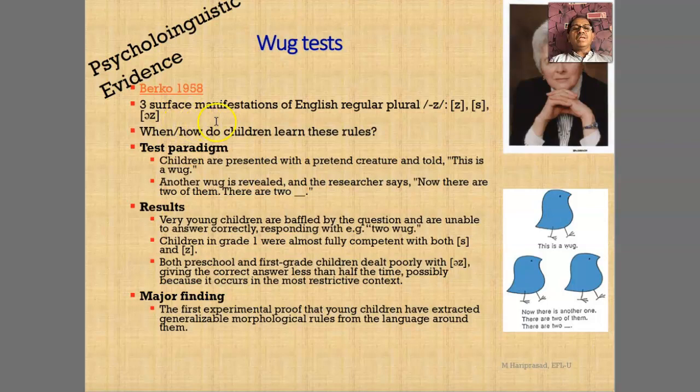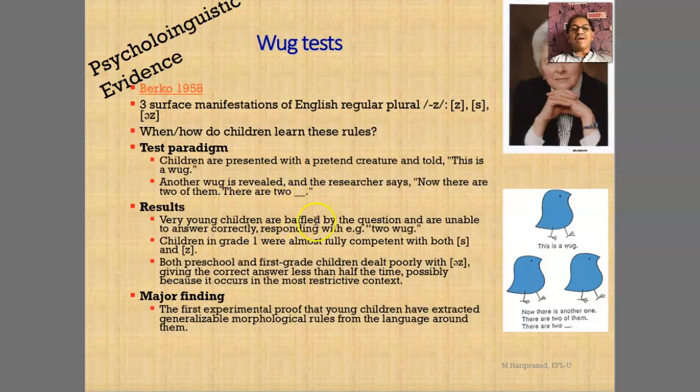And how do children learn these rules? This was the experiment done. This is the test paradigm which is given. Children are presented with a pretend creature, and told this is a wug. Then another wug is shown, and the researcher says, now there are two of them. There are two blank.